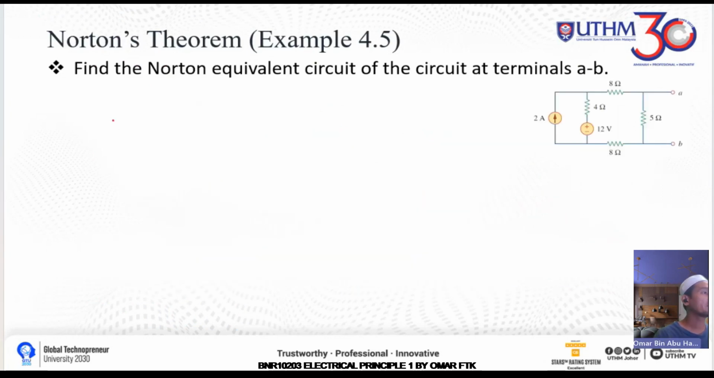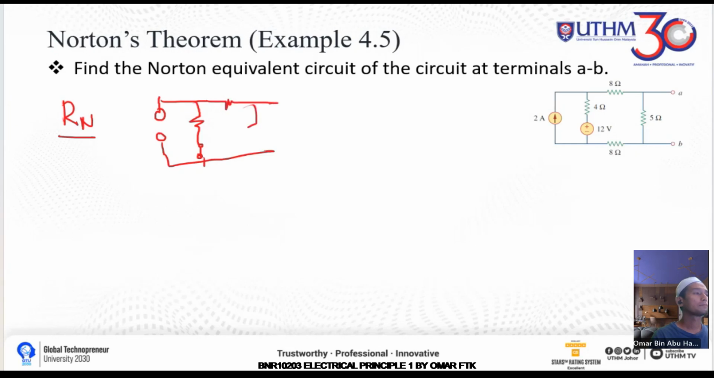First, we find the Norton resistor. For the Norton resistor, you have to turn off all the sources. Redraw the circuit. The current source will be an open circuit, and the voltage source will be a short circuit. You have another one here, 8, 5, 8, and then 4. Then this one is terminal A and B. Then you can simplify this.